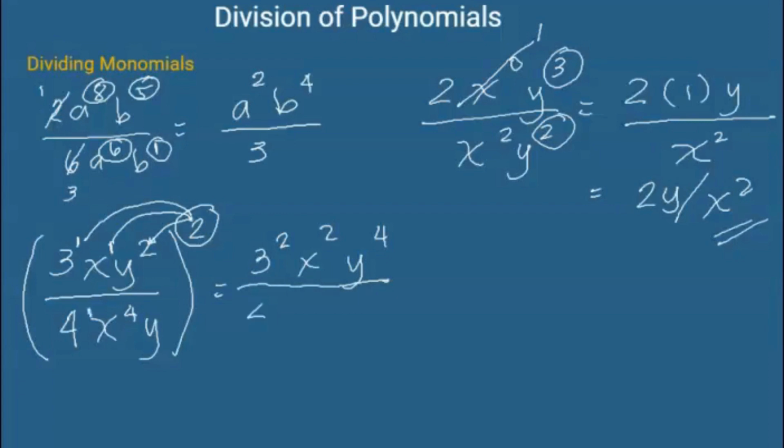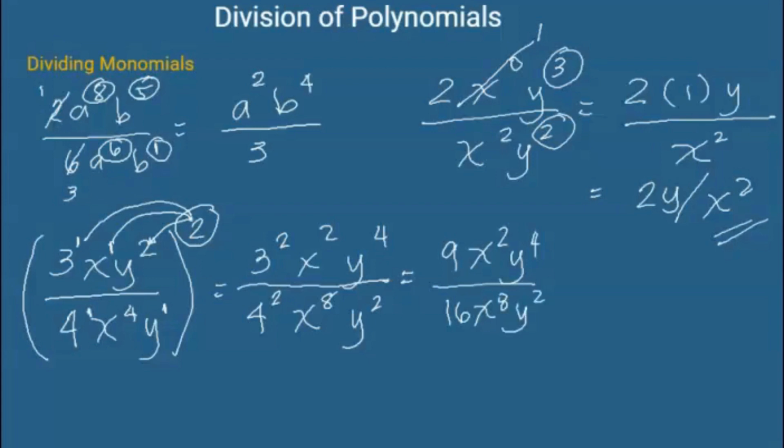So 4 squared, because 1 times 2 is 2. For our x, we have 4 times 2 is 8. And for y, we have 1 times 2 is 2. Okay, let's simplify. So we have 3 squared is 9, x squared y to the fourth over 4 squared is 16, x to the 8th power y squared.